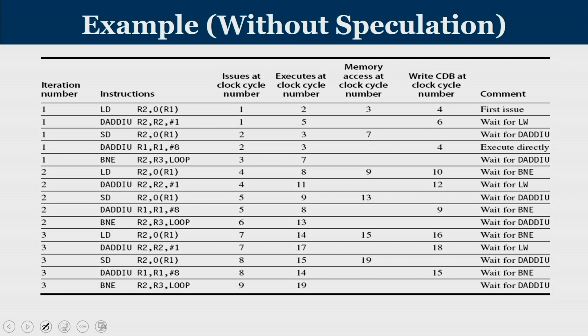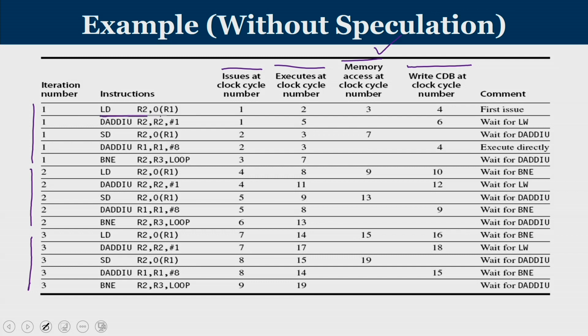So this is the time cycle description of the task. You are going to unroll this loop 3 times. So these are the instructions that are part of the first iteration, second iteration and third iteration. Now this shows when the instruction is issued, when it executes, when memory access takes place in the case of load and store, and when you are going to write into the CDB. Whenever you write the result into the CDB, that's the time at which the result is obtained.